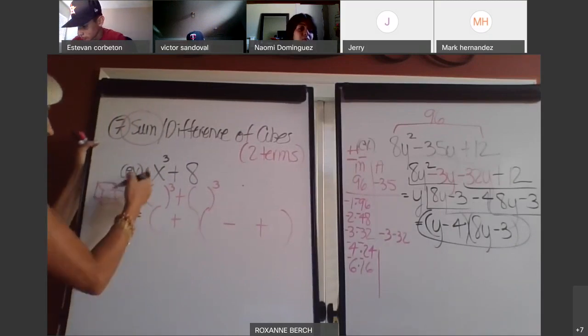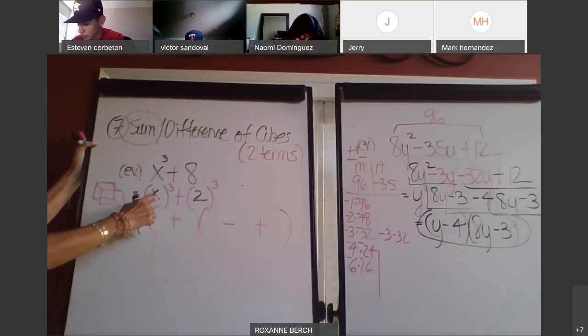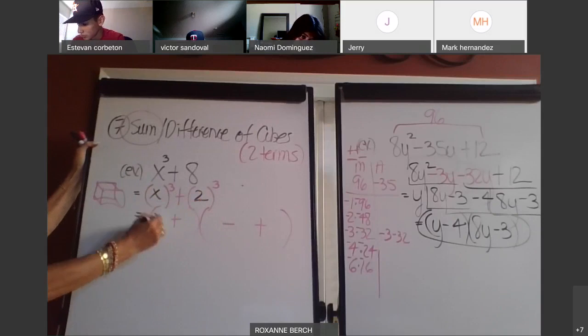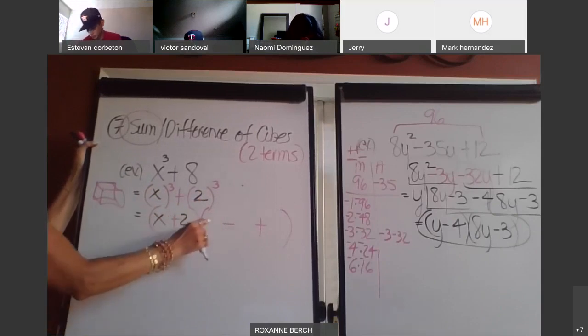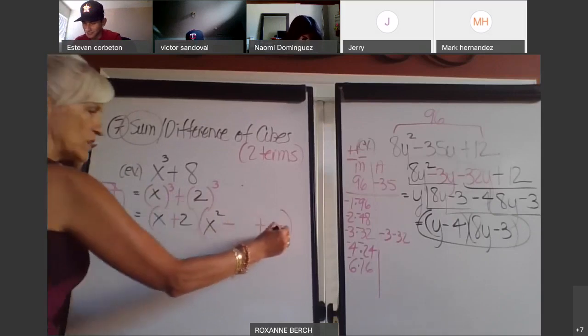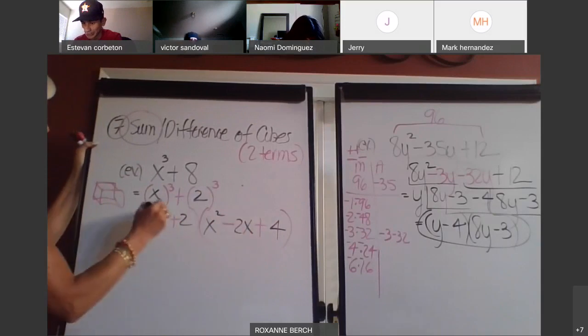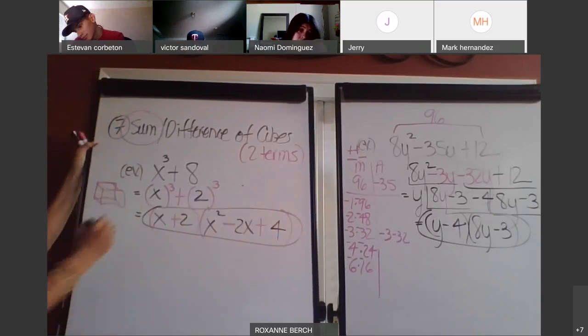So, that's an x, that's a 2. X times x times x, 2 times 2 times 2. This is x plus 2. What goes here is a square, and this is also a square, and the middle term is the product, and that's the answer.